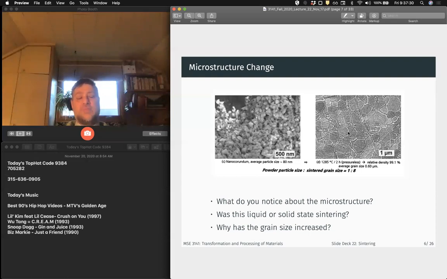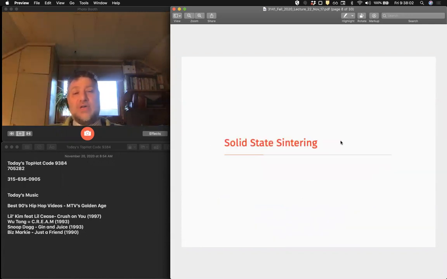Remember, volume goes by cubed, surface area goes by squared. So if we increase the radius by an order of magnitude, we've decreased the surface area by a factor of 100, right? Which is a huge energy decrement, even though the actual surface areas and the driving forces are quite small.